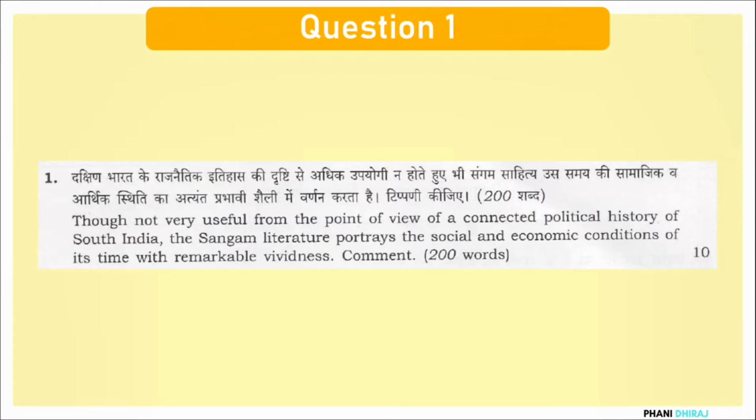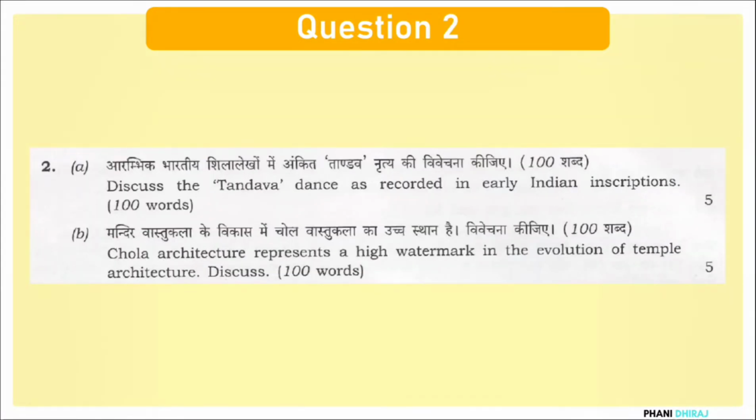Now moving on to question number 2. Now question 2, you have two parts, A and B, each carries 5 marks and the word limit for each of those questions is 100 words. So what is A? Discuss the Tandav dance as recorded in early Indian inscriptions. The second is, Chola architecture represents a high watermark in the evolution of temple architecture. Discuss.